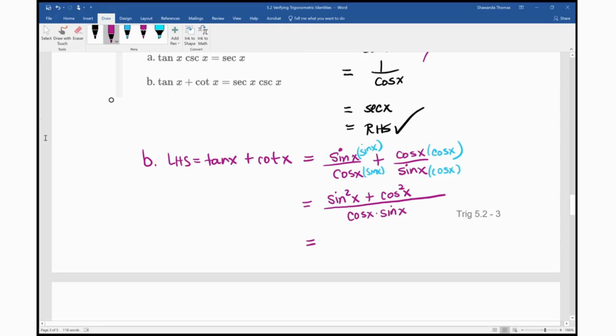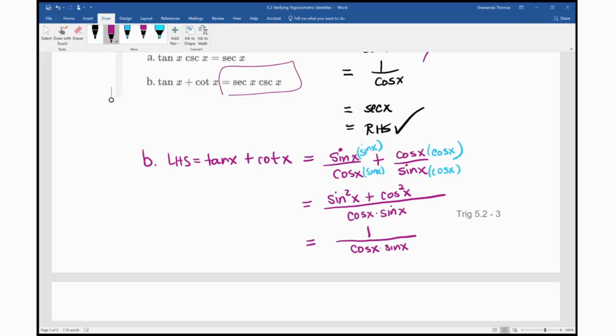The numerator is 1. The numerator equals 1. Yes, that's one of our Pythagorean identities. So we can replace that numerator with 1. All right, we want this to equal secant and cosecant. So it looks like we're getting there. We got that 1 at the top, and we got the cosine and sine at the bottom.